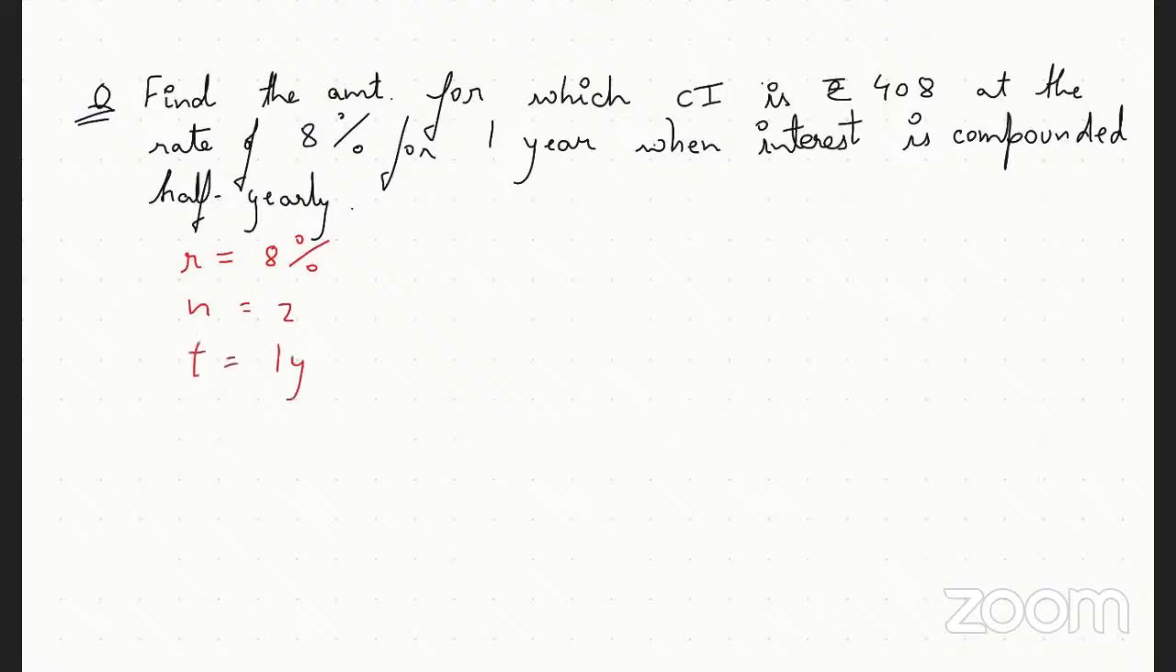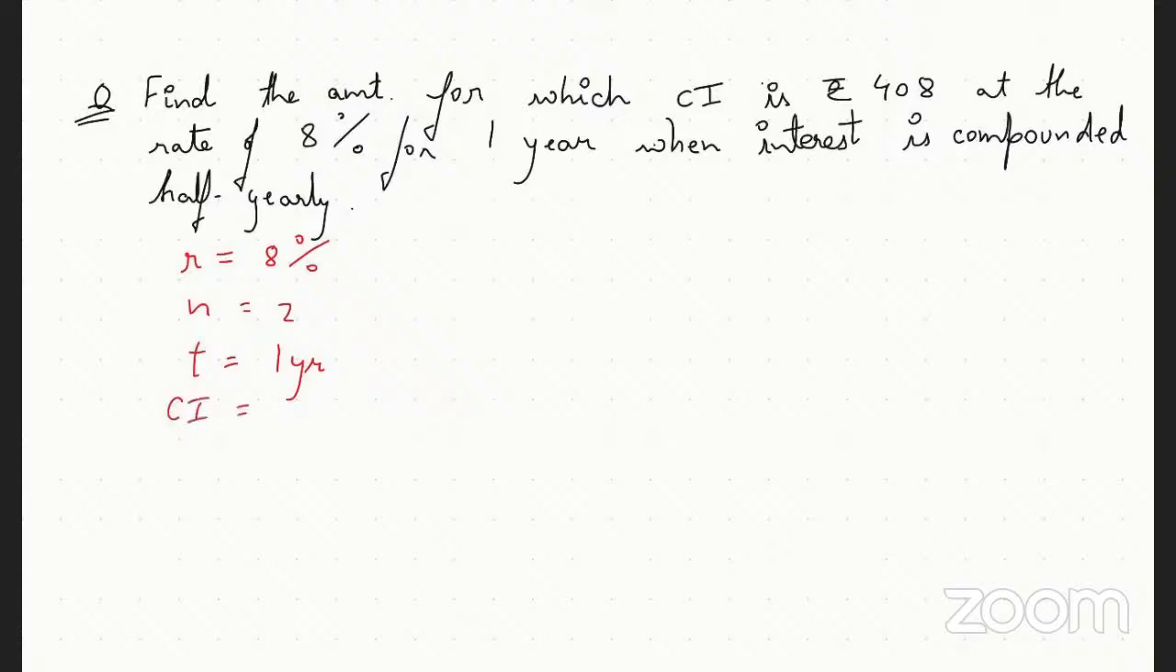Yes, Edwin. Ma'am, R is not 8%, it's 4% because they're divided by 2. Yes, in the question we will use 4% because it is R by 2. And N is 2 because in 1 year, it's being compounded half yearly. Means in 1 year we will take two parts of 6 months each. That is why N equals 2.